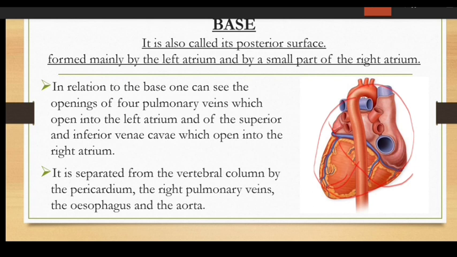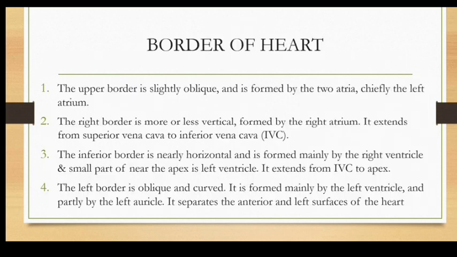In relation to the base, we can see the opening of the four pulmonary veins. We can see the four pulmonary veins which open into the base of the heart, right? Through the vertebral column by the right pulmonary vein, esophagus, and aorta. So this is the base.